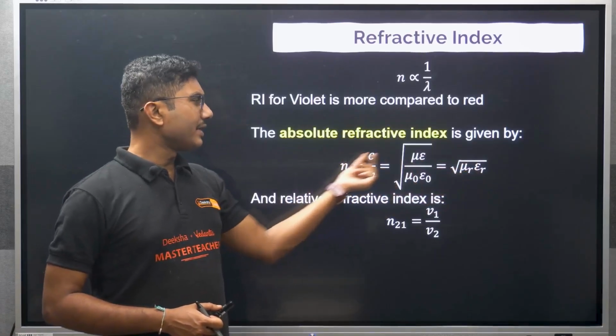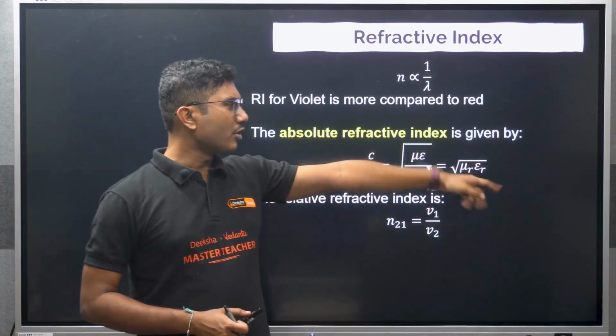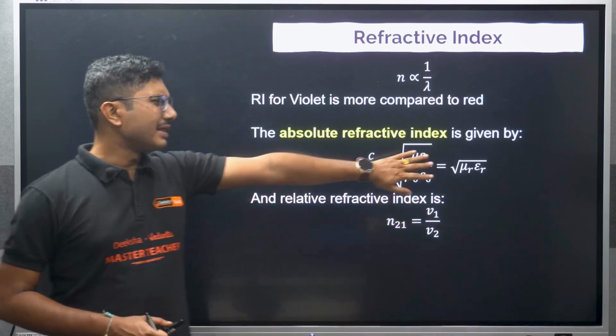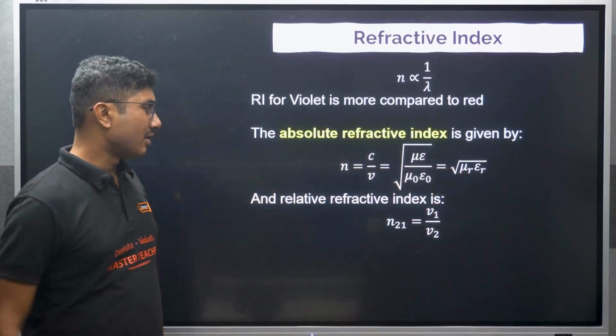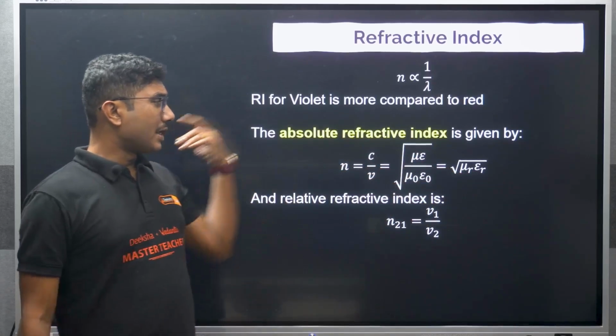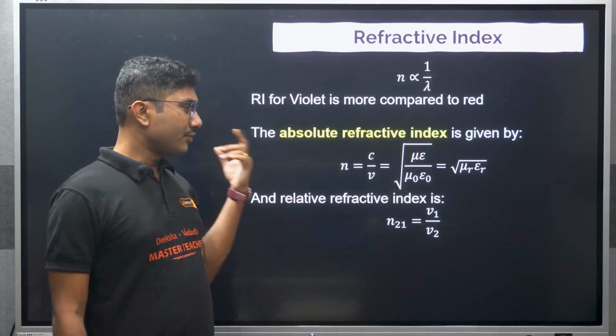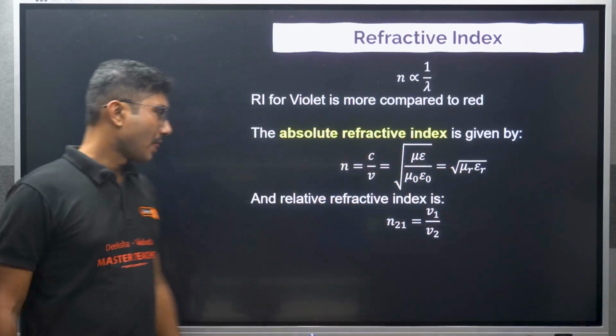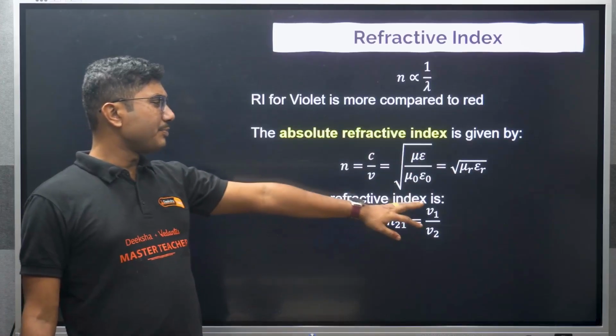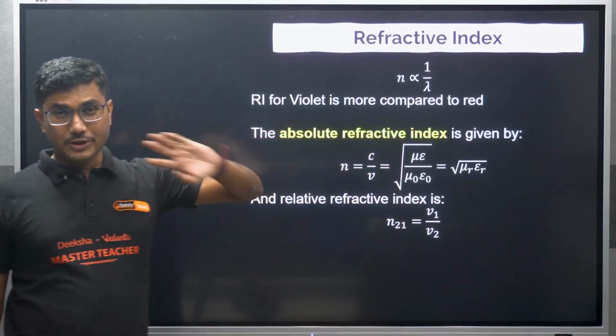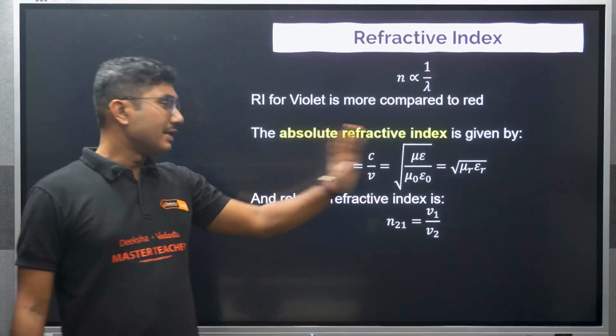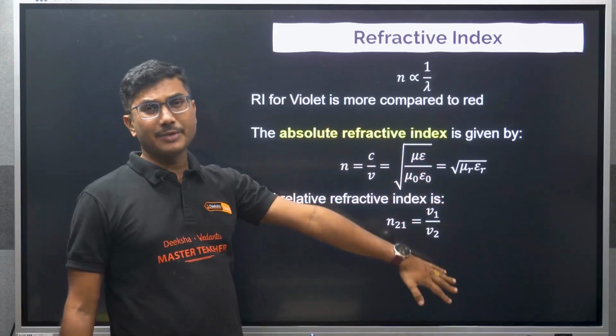So refractive index can be written as the square root of mu r epsilon r. This derivation is not super important for your KCET preparation, but if you are preparing for COMEDK, I have seen a few questions coming from this formula. And relative refractive index is the speed of light in the first medium divided by the speed of light in the second medium.